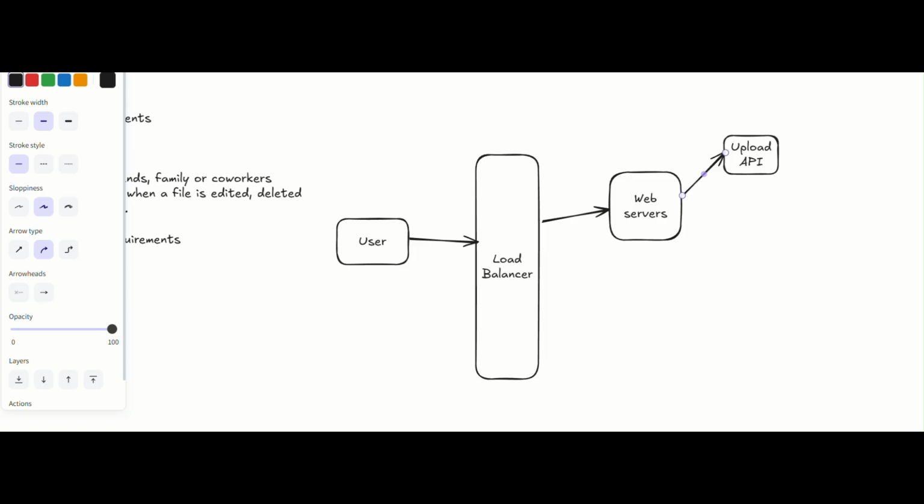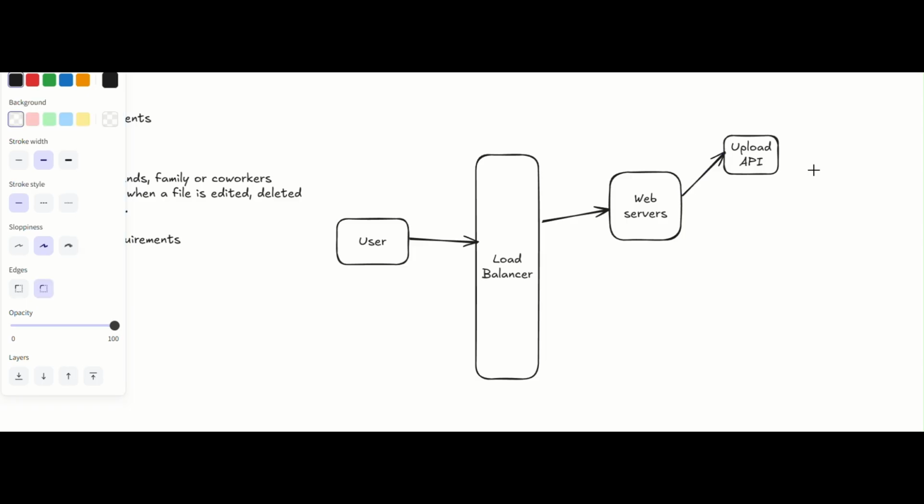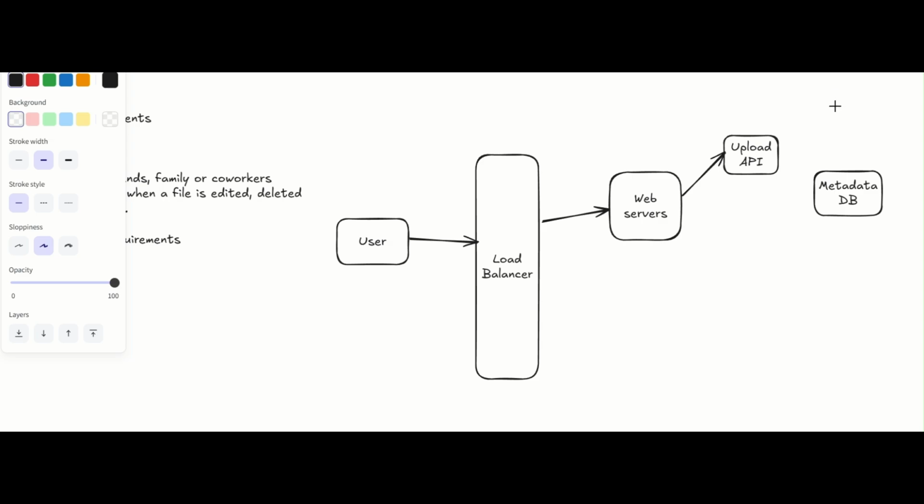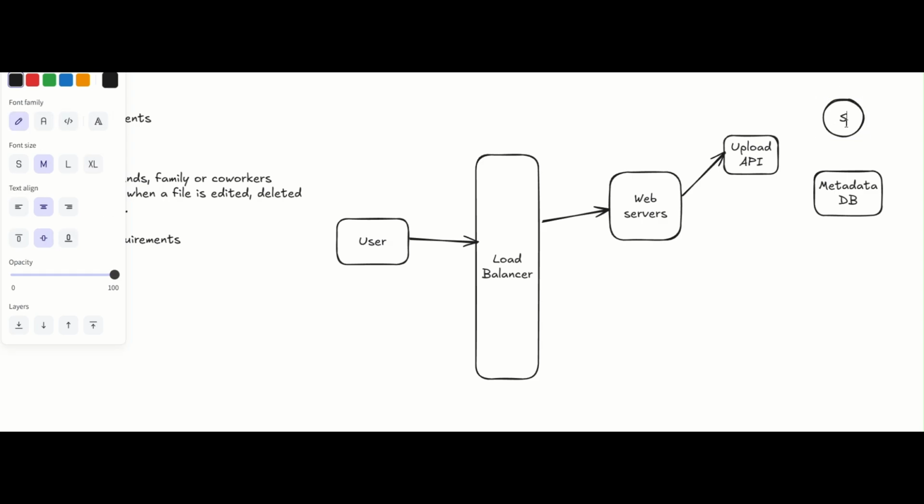In this case, when we are trying to upload the file, it has basically two parts. It has upload metadata, like file metadata. So we will save file metadata into the metadata database, and we will save the actual file into S3. It's good to use S3 because it has really good support for large objects.